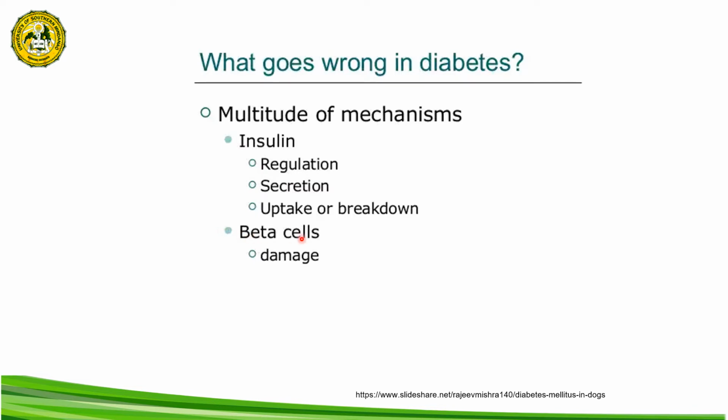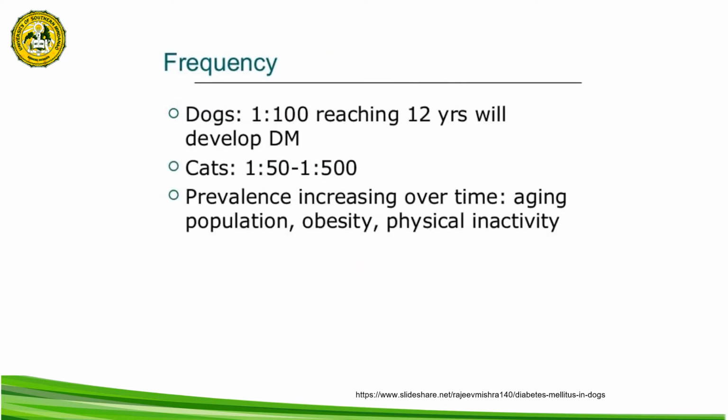In diabetes, diabetes can also result from damage in the beta cells. And as we all know, the pancreatic beta cells are the major cells that are important for the production of our insulin. So this slide here represents the frequency for dogs and cats developing diabetes mellitus.